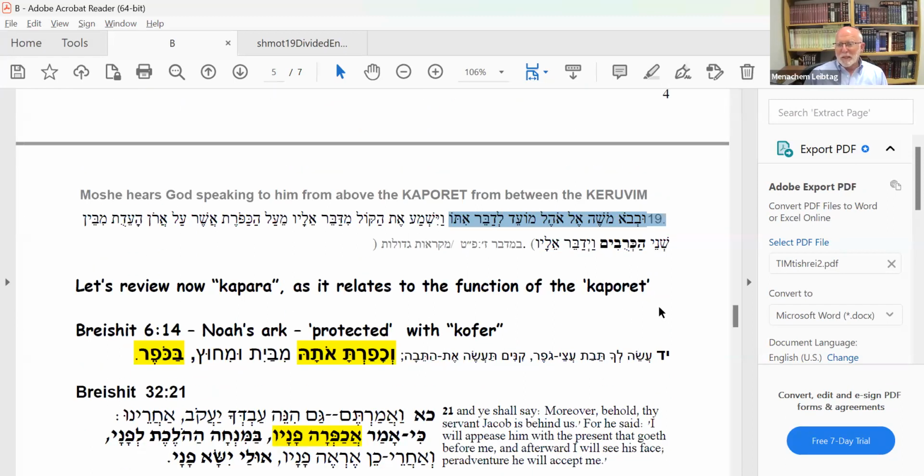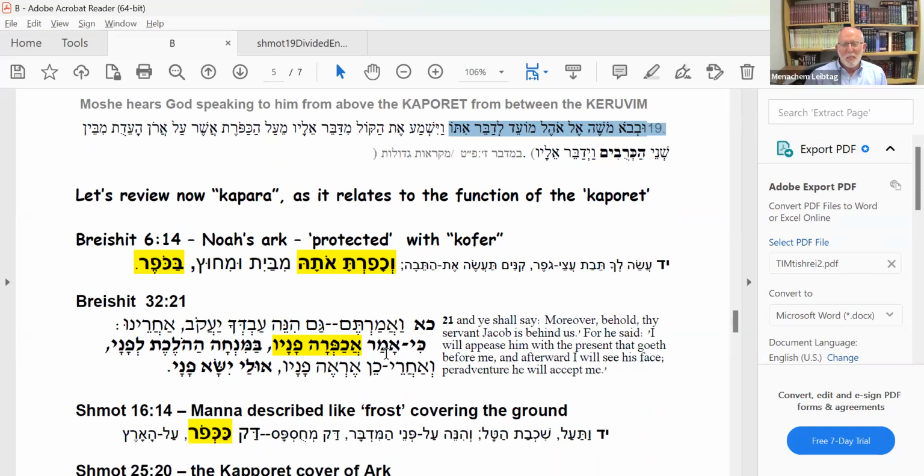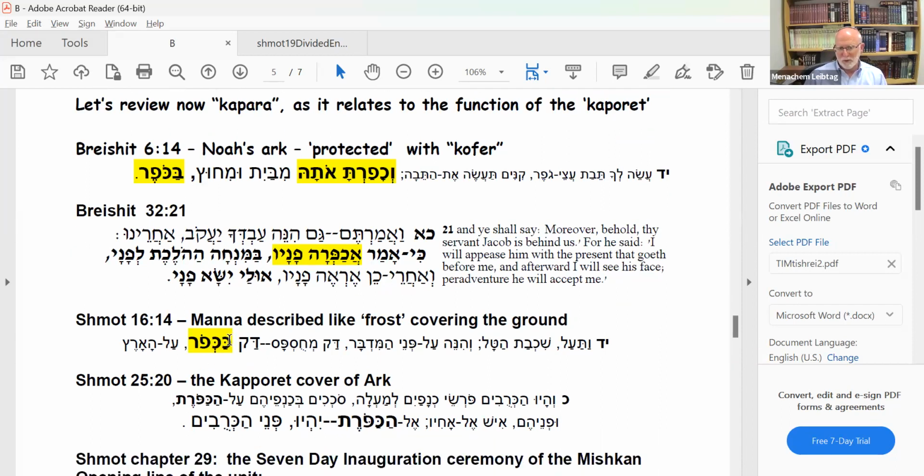So what do we see? The kapara and kaporet go hand in hand. Now we trace the word kapara like we did last week. We talked about the ark being sealed, protecting it from the water. Obviously, the word must be related, and it's going to save Noach and whoever's inside the teva from God's punishment. And then when Yaakov is afraid his brother's going to kill him, he says, I have to protect myself from murder. I didn't mention kofer hanefesh rotzeach in Sefer Bamidbar, that's ransom money, to protect you from the death penalty. And the frost covering the ground, we talked about those last week.